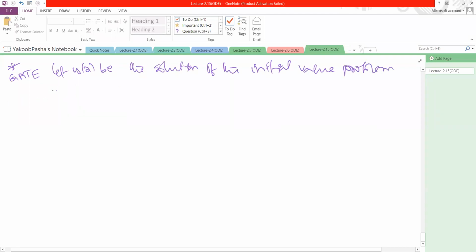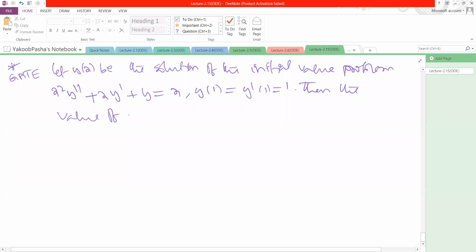x square y double dash plus xy dash plus y is equal to x, with the initial conditions y of 1 equal to y dash of 1 is equal to 1. Then the value of y of e to the power of pi by 2 is.